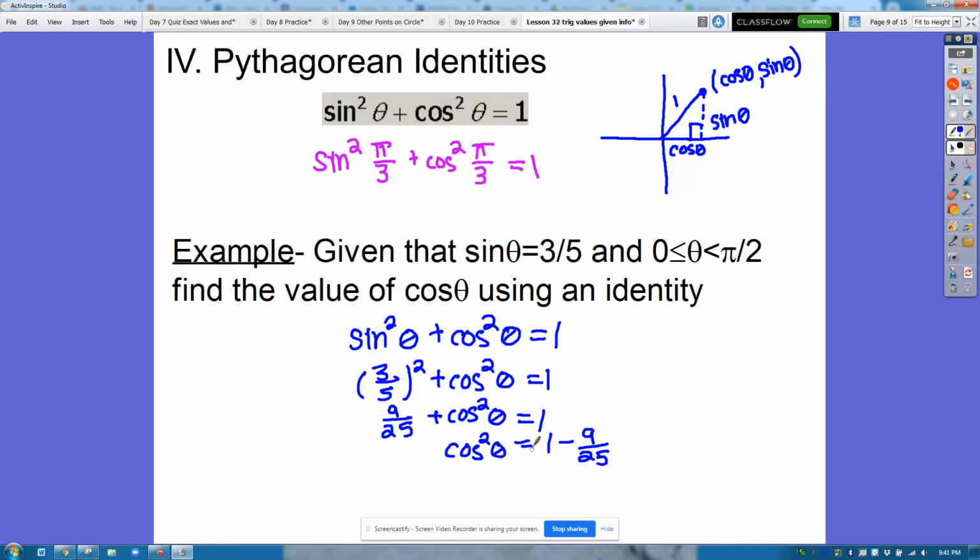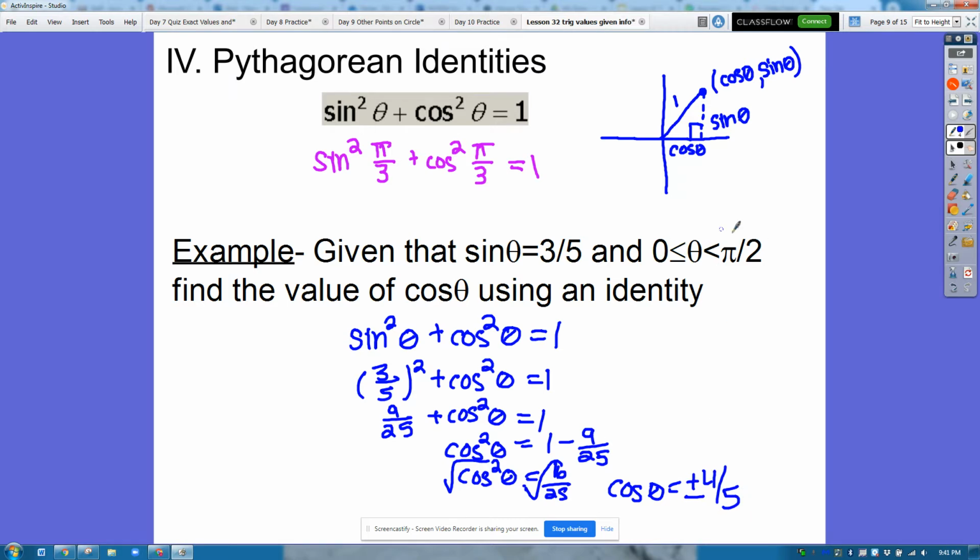I really do enjoy fractions. I'm almost embarrassed to say that to you, but 25/25 minus 9/25 is 16/25. We square root both sides. We get that cosine of theta is positive or negative 4/5.